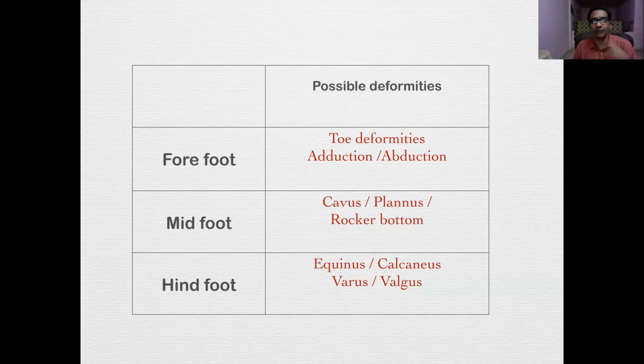In the hindfoot, typically you speak of equinus, which is actually ankle plantarflexion with the calcaneum getting flexed. Calcaneus is when the calcaneus becomes vertical. Varus valgus refers to the deviation of the calcaneum vis-a-vis the tibia. So these are the deformities you could describe.